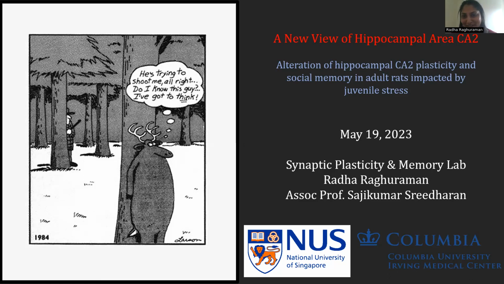Hello, everyone. I'm going to walk you all through this recently published paper in the special edition of CA2 and Hippocampus. So I'm going to talk about how the alteration of hippocampal CA2 plasticity comes about as a result of juvenile stress. I did this project a couple of years back, in 2018, 2019-ish, when I was doing my PhD under Dr. Saji Kumar at the National University of Singapore. I'm currently a postdoc at Columbia University in New York.